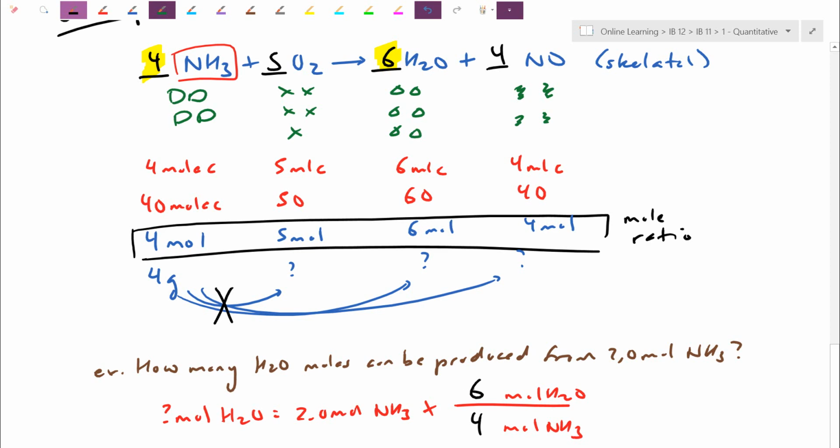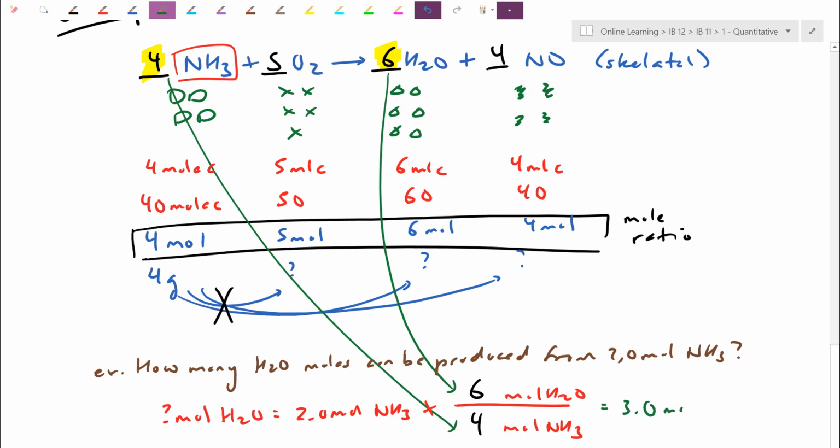I'd rather just leave it as 6 and 4. In case I make a mistake later on, I'll know where I got that 4, and I'll know where I got that 6 from. It's just as easy to type in your calculator here, 2 times 6 divided by 4, just like 2 times 3/2. And just like we said, it's going to be 3 moles.